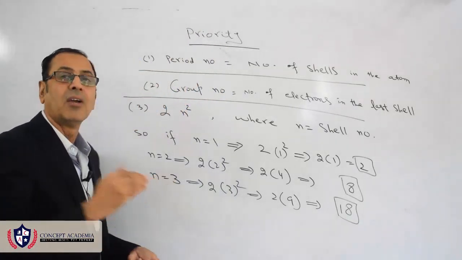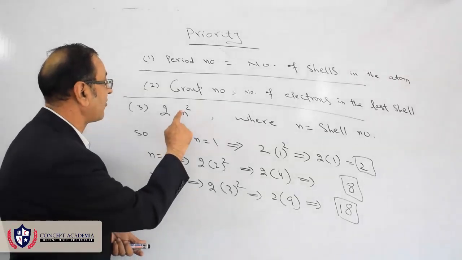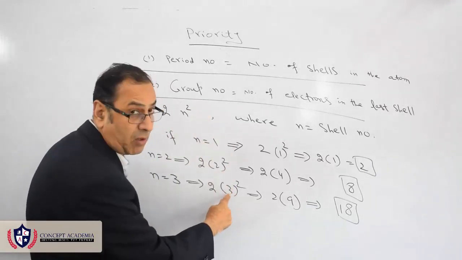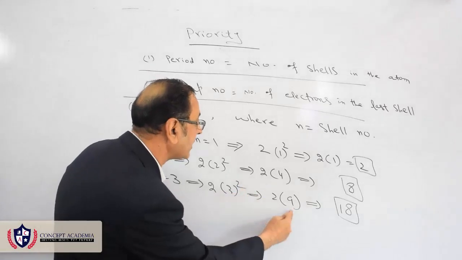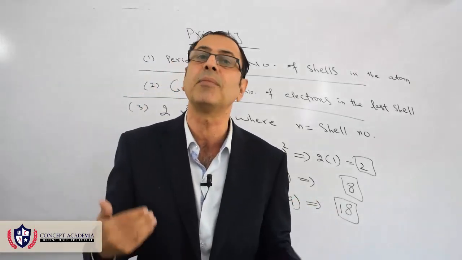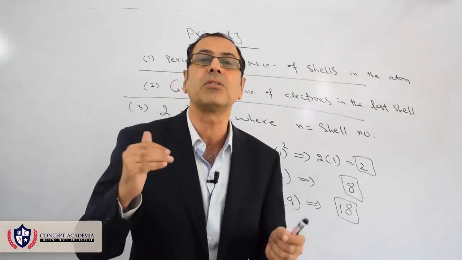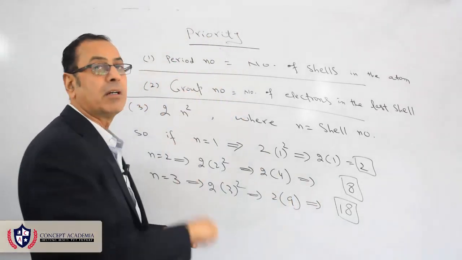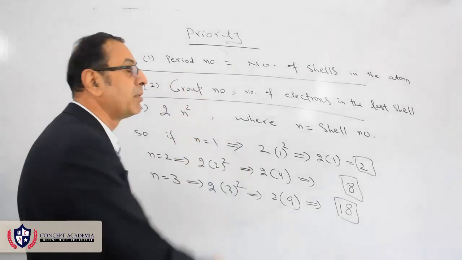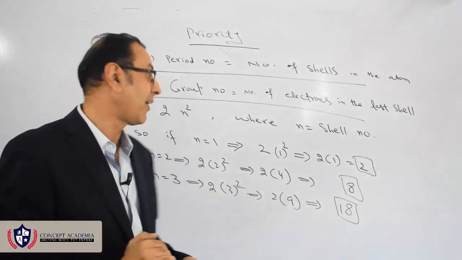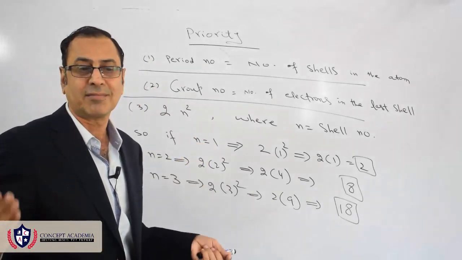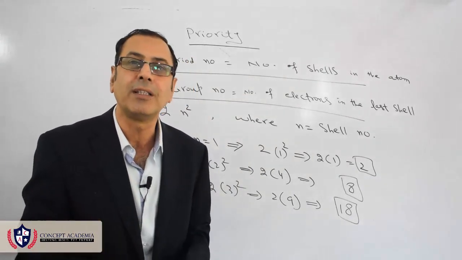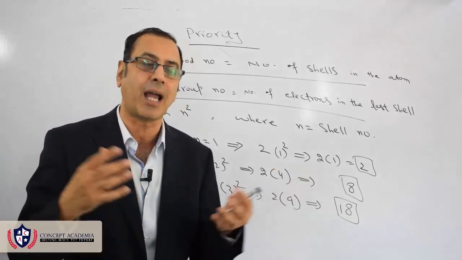And for the third shell, n is 3, so in place of n I can put 3. So 2 times 3 square, because it is shell number 3. 3 square is 9, and 9 times 2 is 18. So the third shell can have a maximum of 18 electrons. But we should not forget that priority number 1 is the period number, priority number 2 is the group number, and the 2n square rule has the last priority. I am going to apply these 3 points to draw the electronic configuration of various atoms before you.